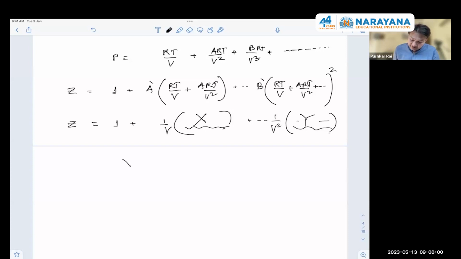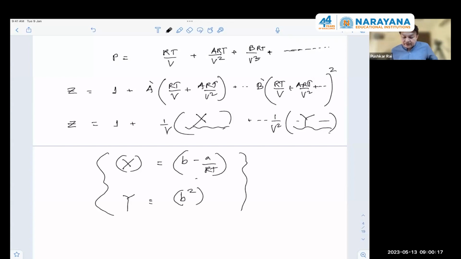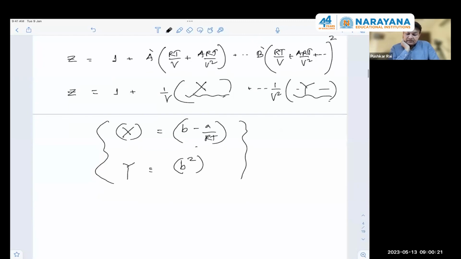So can we say that capital X is equal to B minus A by RT, and this capital Y similarly will be equal to, according to van der Waals equation, B square. So by comparing this, we can quickly get the values of the first, the second, and the third virial coefficients.